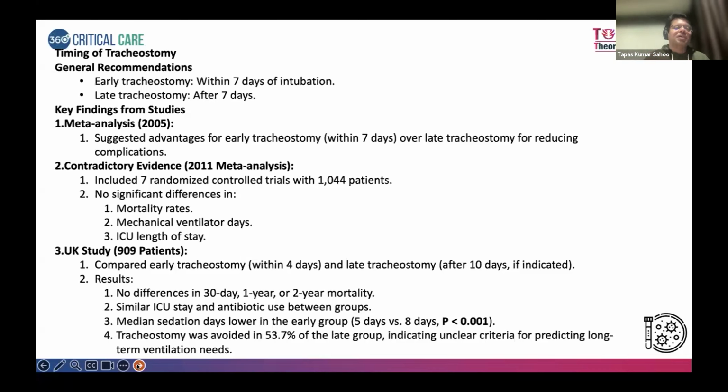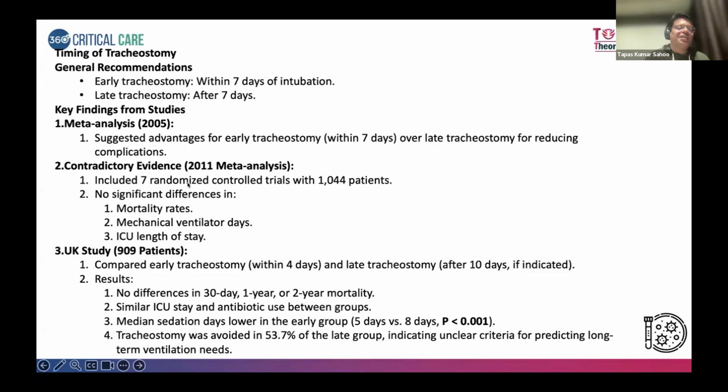Now there have been multiple studies that have been conducted. One meta-analysis in 2005, then a 2011 meta-analysis, then the UK study, that is the TracMan trial, published in JAMA. So all these studies have tried to find out what should be the ideal timing for the tracheostomy. And in all these studies, the clear verdict is not there. The first meta-analysis suggested that if you're going for earliest tracheostomy, the complications will be less.